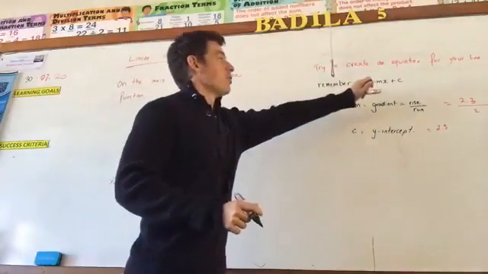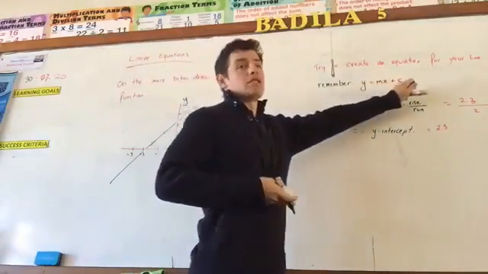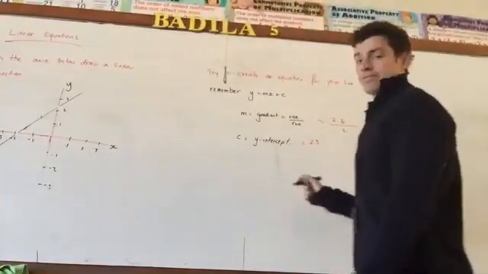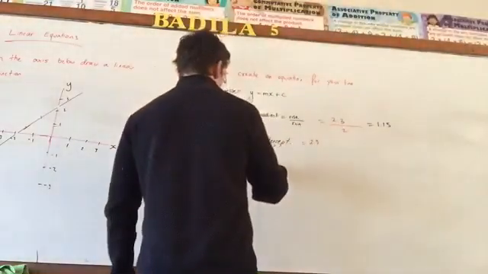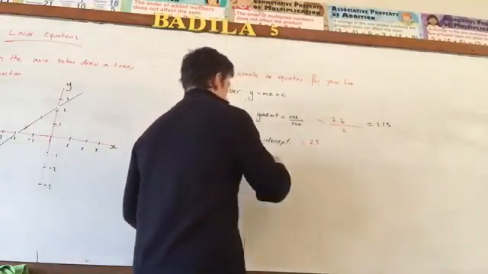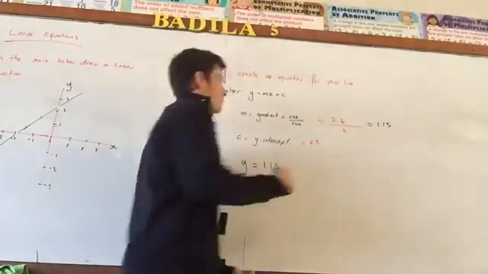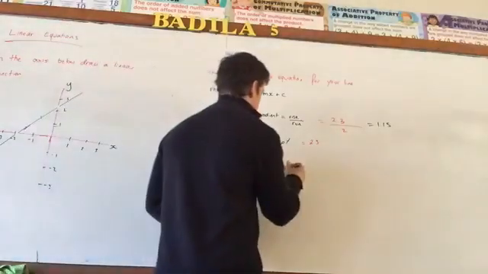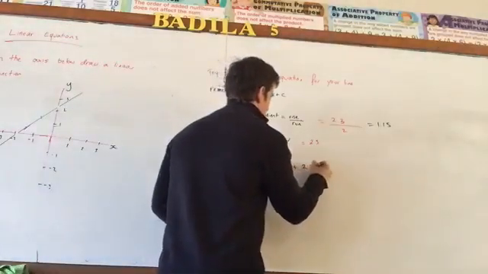I now know my M and my C value, correct? So Y equals 1.15. What's the operation between the M and the X? Times. So I just write that as X plus 2.3.